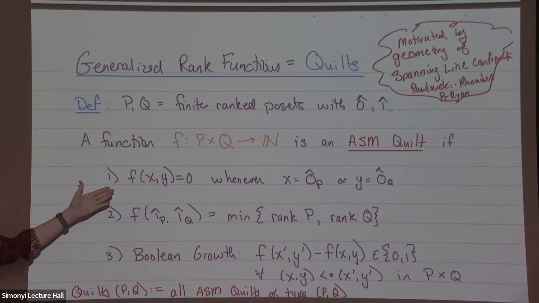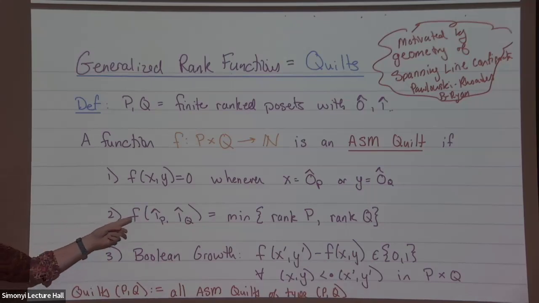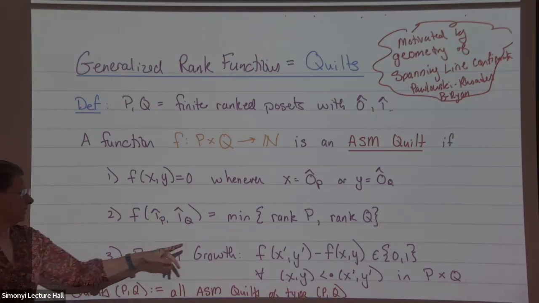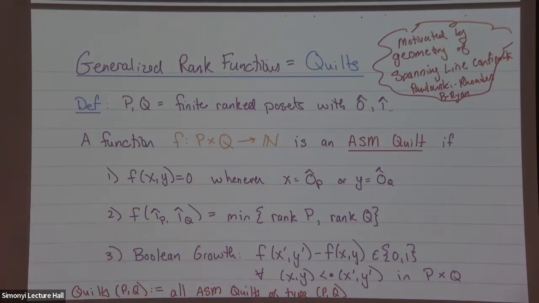So f of x, y equals 0 whenever you're at the boundary condition at the bottom. So if either x is the 0 of P or y is the 0 of Q. And the other boundary condition is at the top. Once you get to the top of P and the top of Q, then this function must be equal to the minimum of the rank of P or the rank of Q. And the Boolean growth function still has to follow. So if you take the difference between f of x prime, y prime and f of x, y, it'll always be 0 or 1 if you have a cover relation in the product of posets. All right, and the set of all such functions, we'll call those the quilts of P and Q.